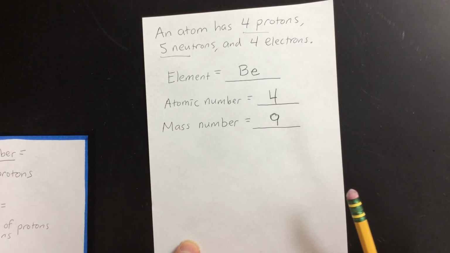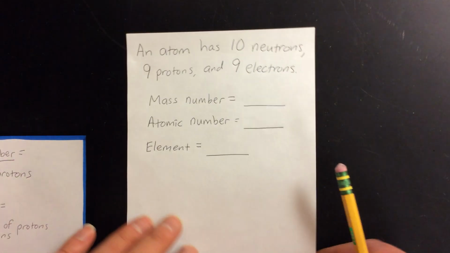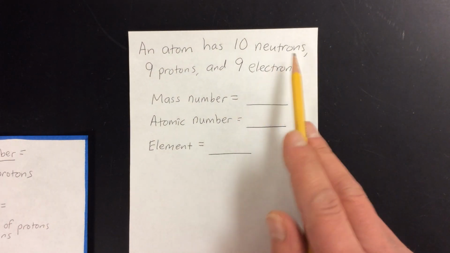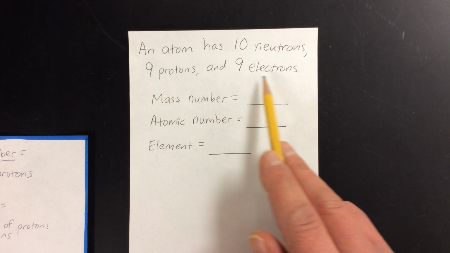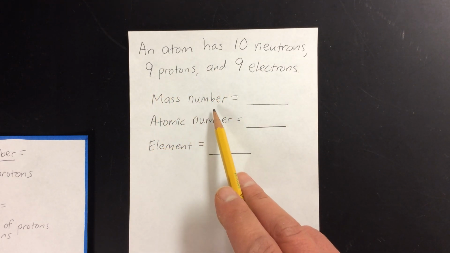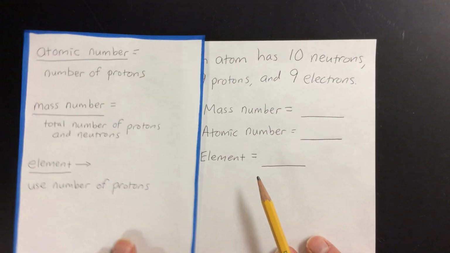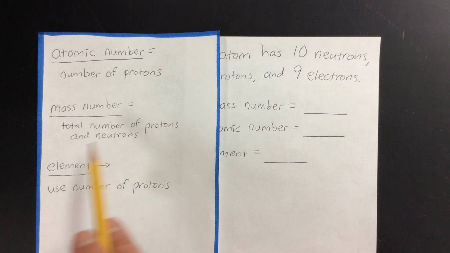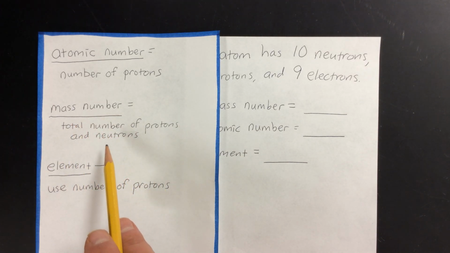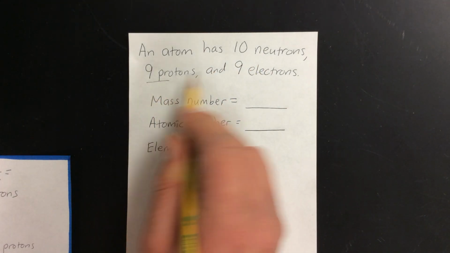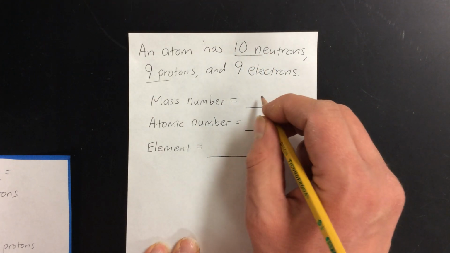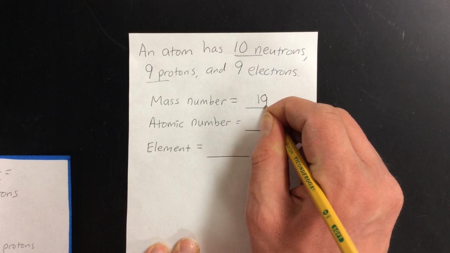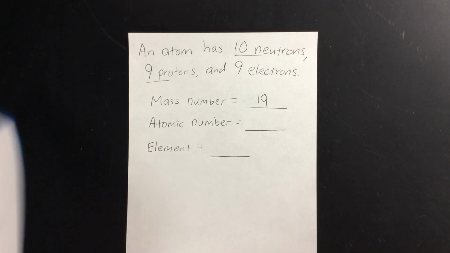So that's our first example. Let's go ahead and try another one. It says an atom has 10 neutrons, 9 protons, and 9 electrons. It first asks you to find the mass number. So if I take my little cheat sheet here, I can see that the mass number is equal to the total number of protons and neutrons. Again, not something to look up on the periodic table. So let's see. I've got 9 protons plus 10 neutrons, and 9 plus 10 gives me a mass number of 19.